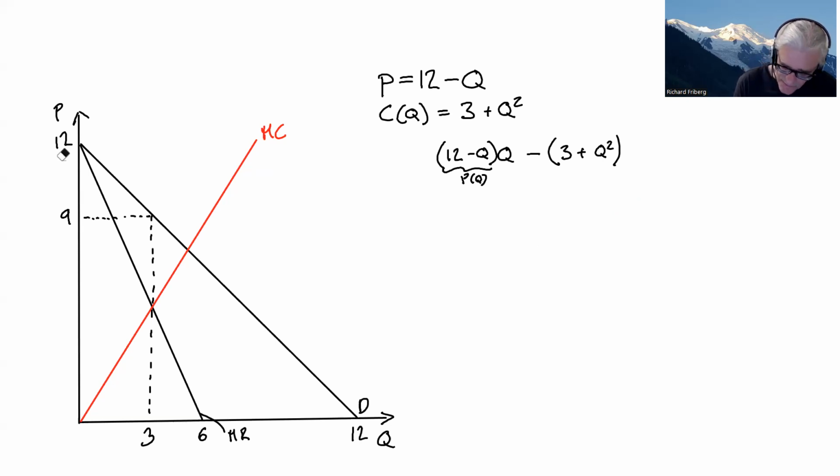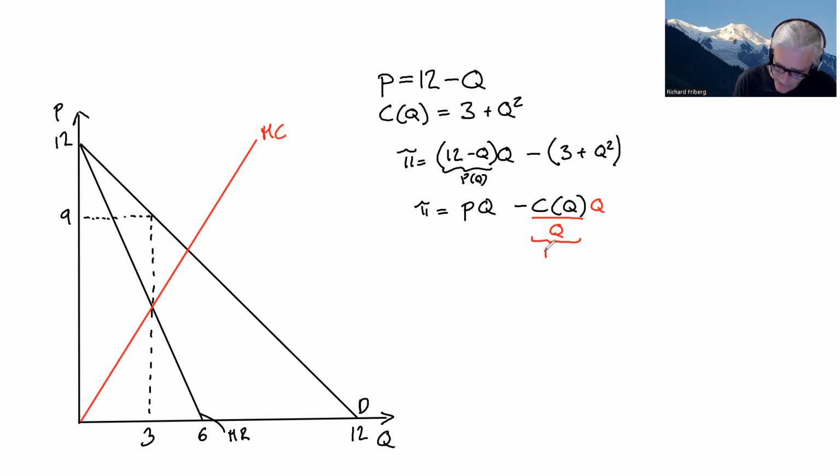Okay, so we have profits equal to, in the general case, price times quantity minus cost. If we know where we're going, we can multiply by Q and divide by Q here. That's like multiplying by 1, right? Q over Q is 1. We can do that.